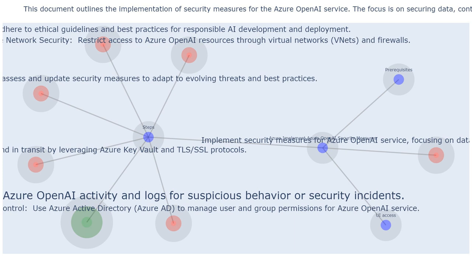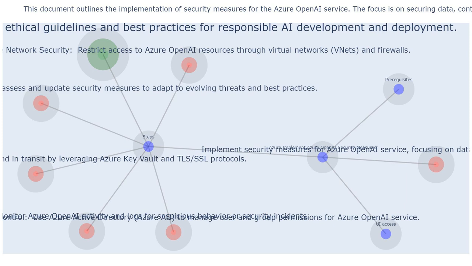Continuous monitoring of Azure OpenAI activity and logs is essential for detecting and responding to potential security threats. By analyzing logs, you can identify unusual patterns or activities that could indicate a security breach. This involves setting up monitoring tools and alerts to track key metrics and trigger notifications when suspicious activity is detected.